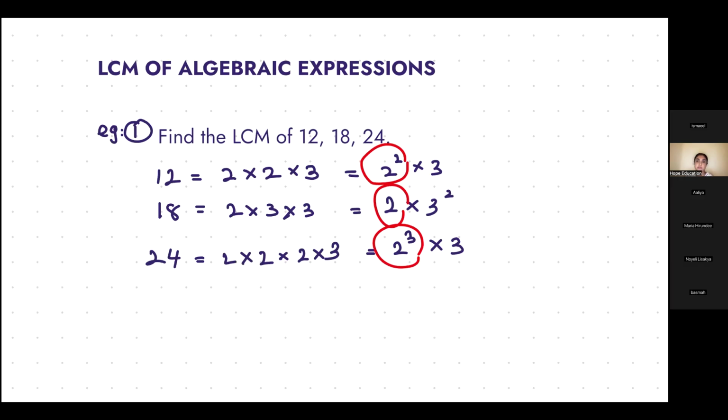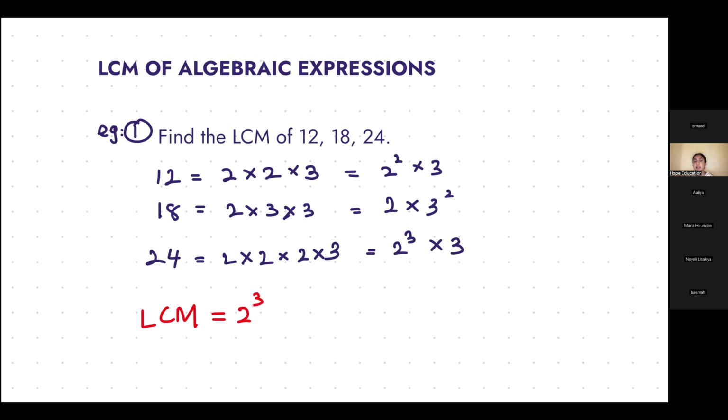Largest power. 2 to the power 3. So, how do we find the LCM? From each factor, we are going to get the largest power. Taking 2, here 2 to the power 2, 2 and 2 to the power 3 are there. So, the largest power is 2 to the power 3.